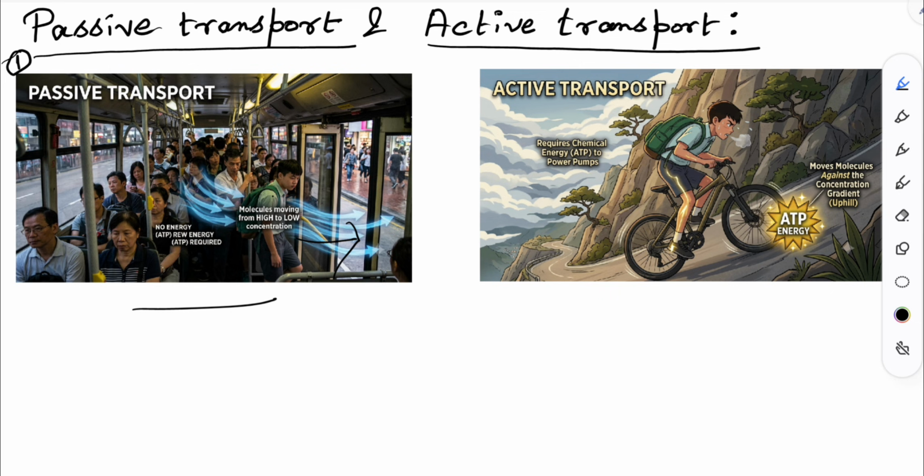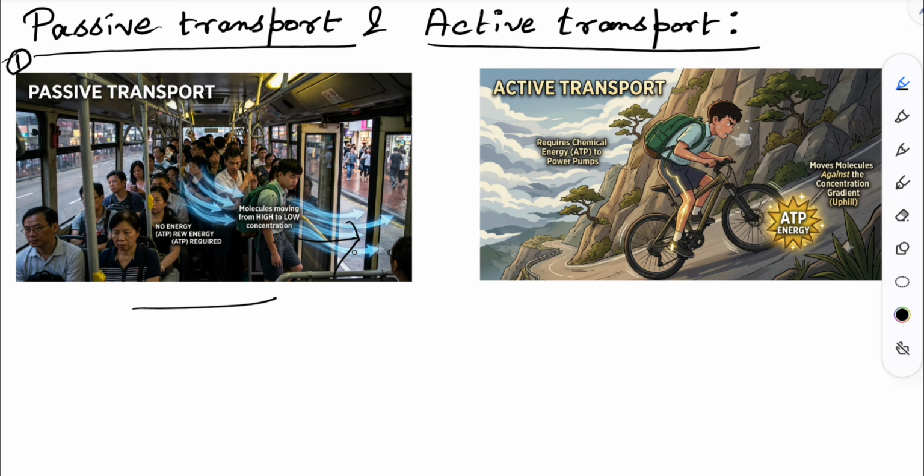In this scenario you don't have to put much effort, right? By this scenario you can understand how passive transport works inside living beings, or in the case of plants, which we are studying here. So if this boy wants to come down from this bus through this door, he can just come out, and he doesn't need to put in a lot of effort, because the people behind him will push him and he will come out from the bus.